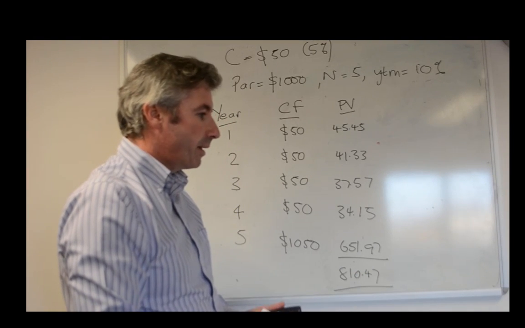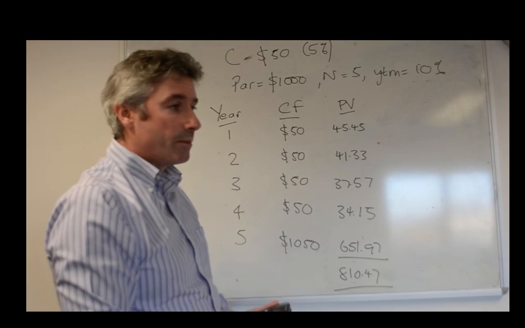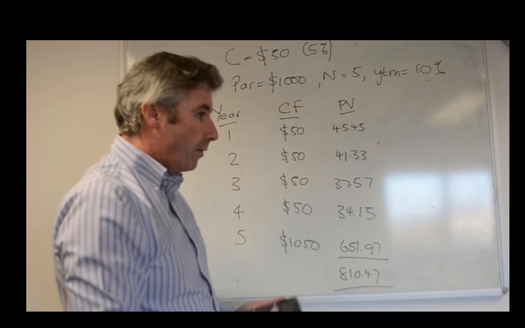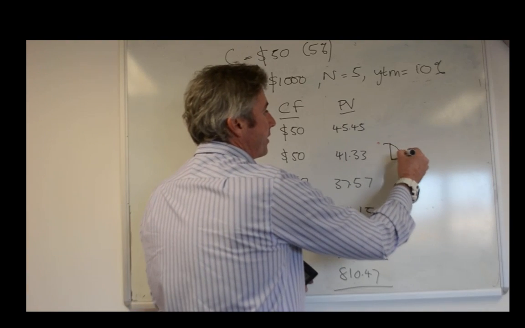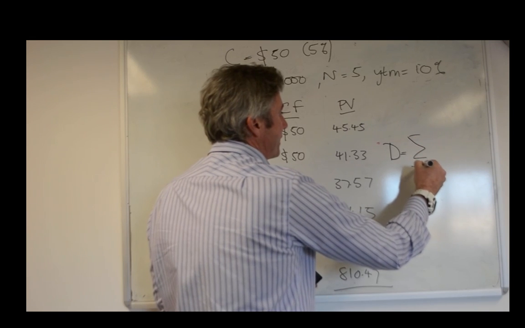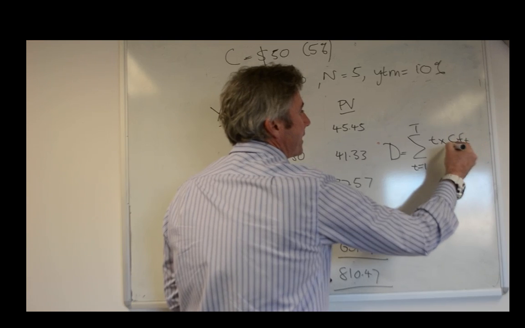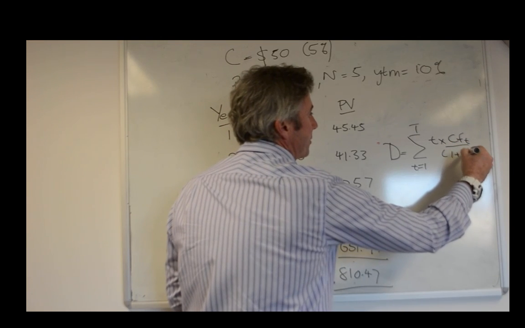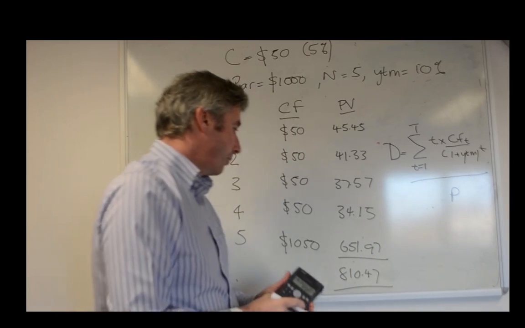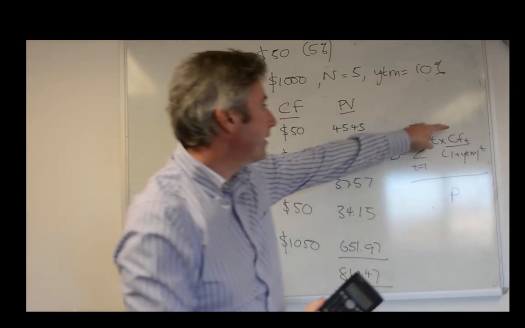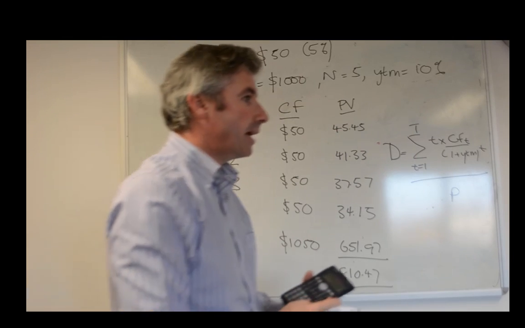And as anticipated, we see that the price of this bond is at a discount to the par value of 1,000. We're now asked to calculate the duration. So if you remember, the equation for duration is equal to the sum from t equals 1 to big T of t times the cash flow in each period t, discounted at the yield to maturity, divided by the price. We already have the price. We already have this component here. So all we've got to do now is take each present value and multiply it by the time period that it's received.